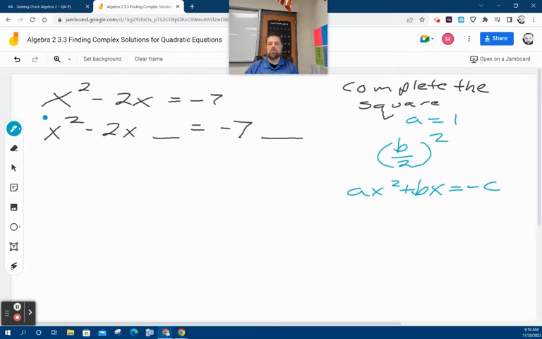Since a already equals 1, this is an implied 1. We have 1x squared. We don't have 2, we don't have 3. We have 1x squared. So this completing the square works when a equals 1. If it doesn't equal 1, we could do things to make it equal 1. All right, so anyways, b is then going to be -2. So what I'm going to do is say -2 divided by 2, whatever that is, I'm going to square it and then add it.